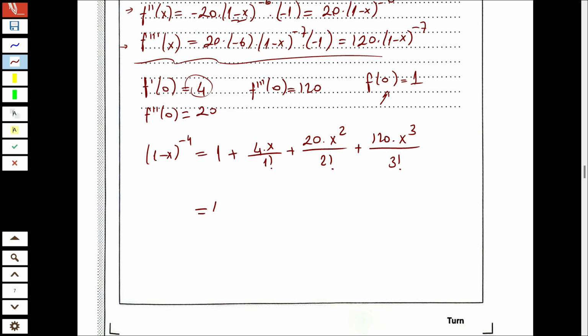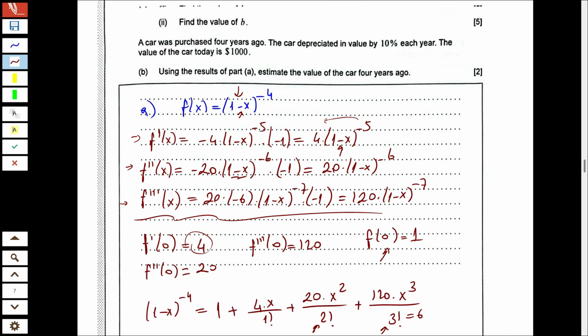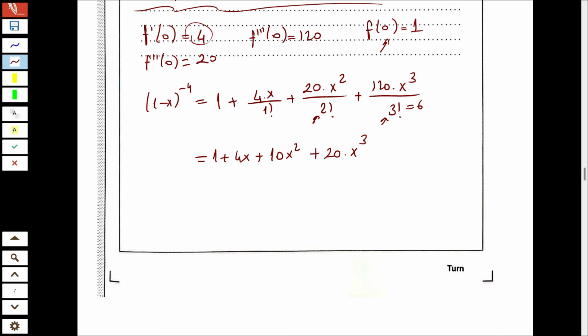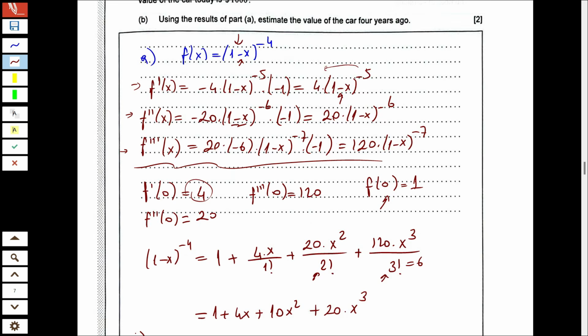From here you can write 1 plus 4x plus 10x squared, because 2 factorial is 2 and 3 factorial is 6. It's going to be 20 times x to the power of 3. So we found that a is the coefficient of x, it is 4, and b is the coefficient of x squared, it is 10.